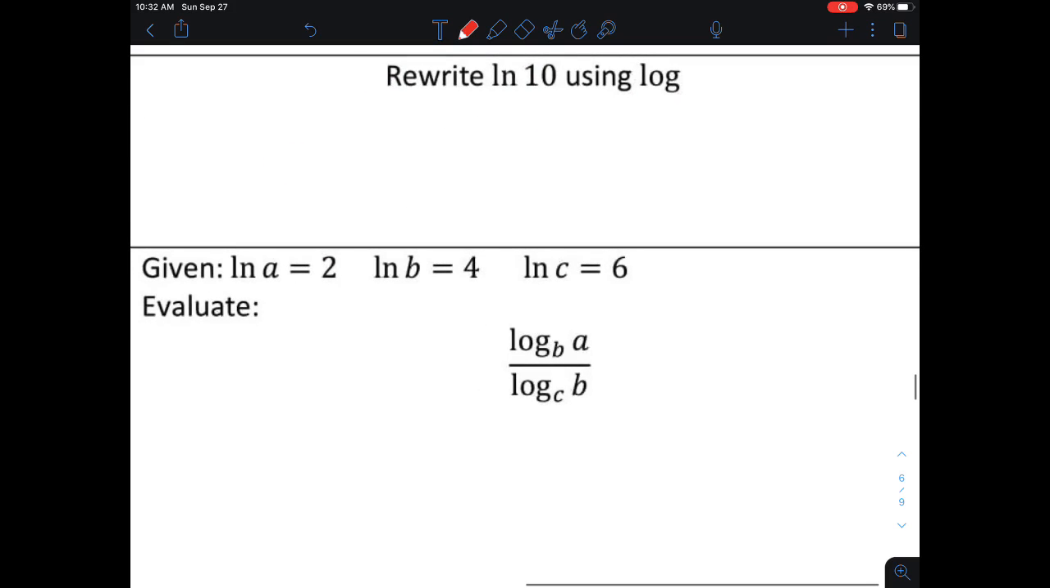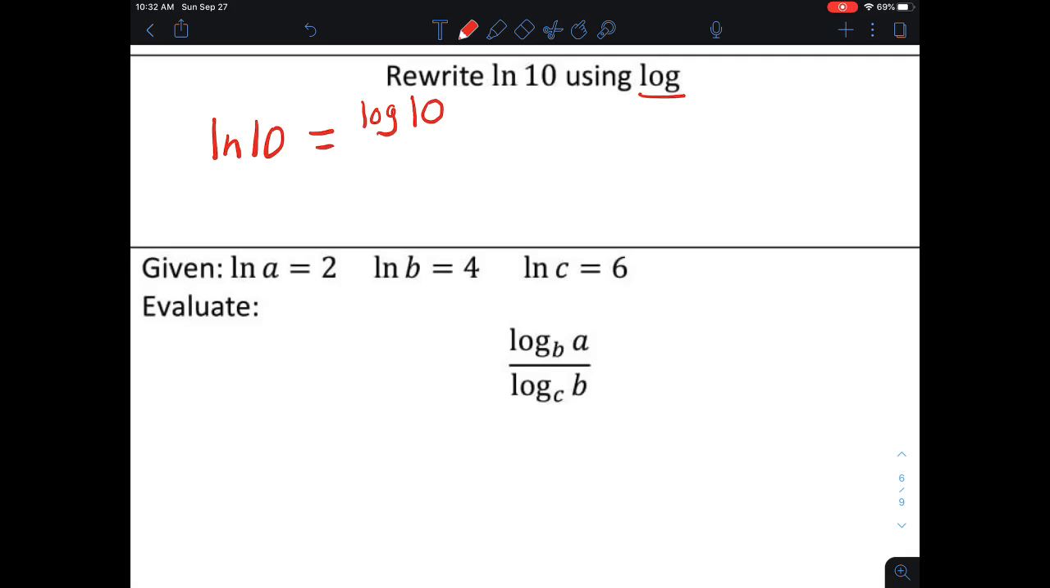Now let's do it again. So let's say I have the natural log of 10, and I want to rewrite the ln of 10 using the common log, which is really a log base 10. So the ln of 10, according to the change of base formula, if I want to apply my new log, which is the common log, I would take the common log and apply it to what's on the inside.